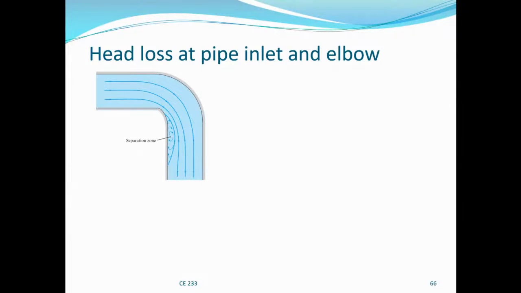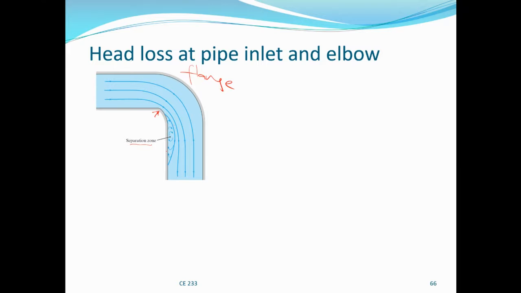Now, head loss at pipe inlet and elbow. This is called a flanged elbow, flanged because it is smooth. It has some radius here. It's not sharp. The streamlines move closer to one another, and then there is the possibility of the attached flow separating here, creating a separation zone, the wake zone.